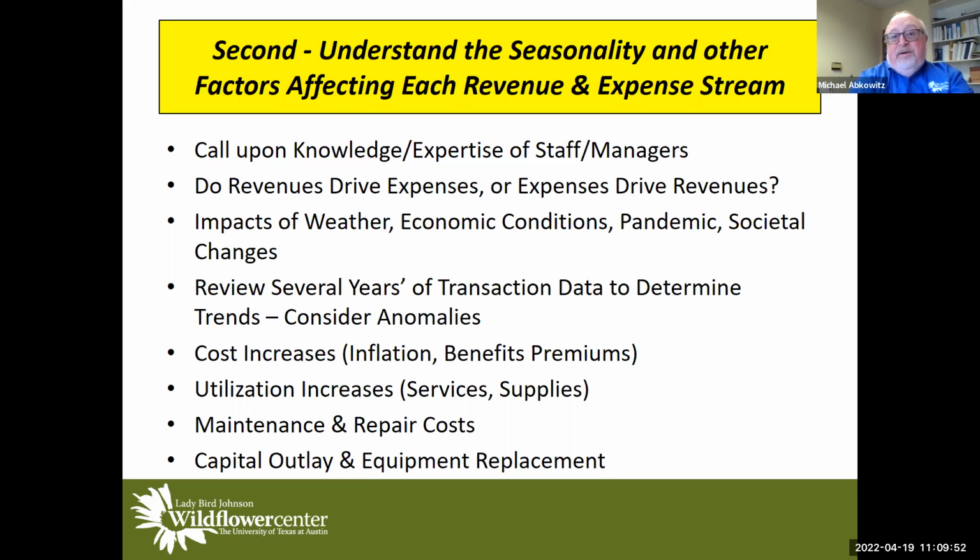In doing your budget, it's important to look at several years' worth of your transaction data to understand your trends and know what the anomalies are. For example, the pandemic has been a huge anomaly, impacting both revenue and expense streams. So as you're doing your budget for next year, know how expenses and revenues in 2020 and 2021 were impacted. Be aware of cost increases.